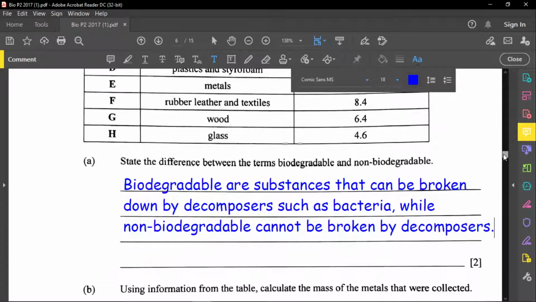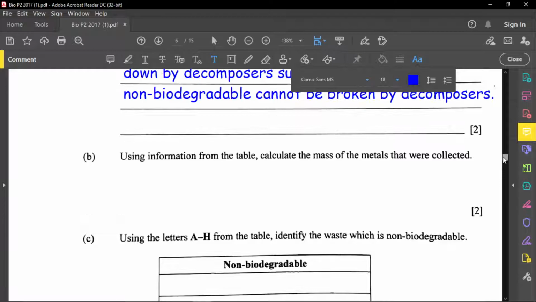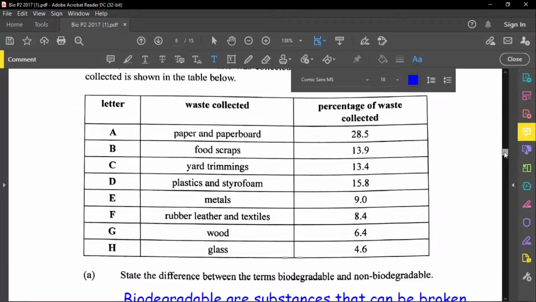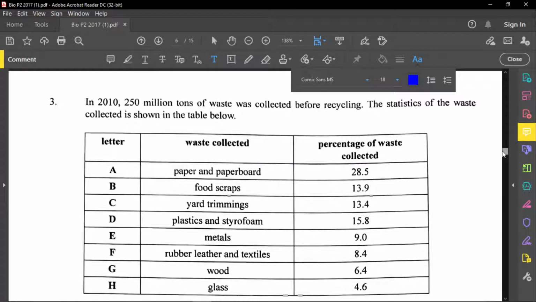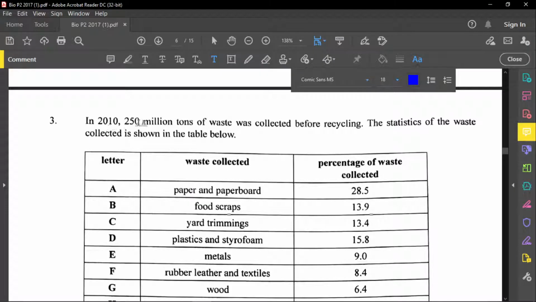All right, so let's go to the other part of the question here. They said, using the information from the table, calculate the mass of the metals that were collected. So let's go back to see what the table is saying about the metals. Remember now that the total waste collected was 250 million tons. The metals accounted for only 9%. So what we want to find now is 9% of 250 million.